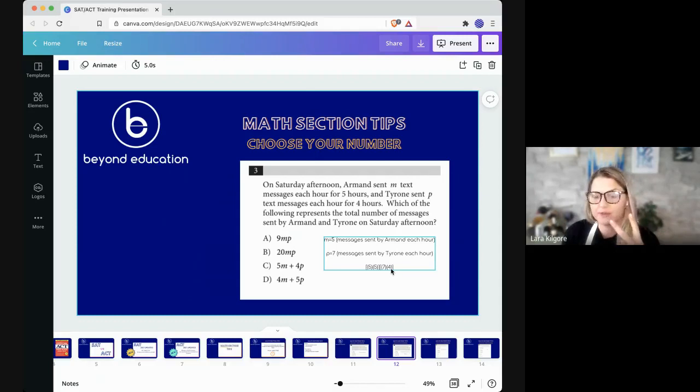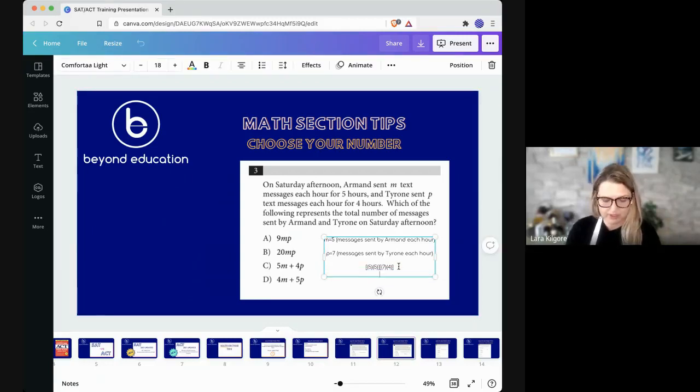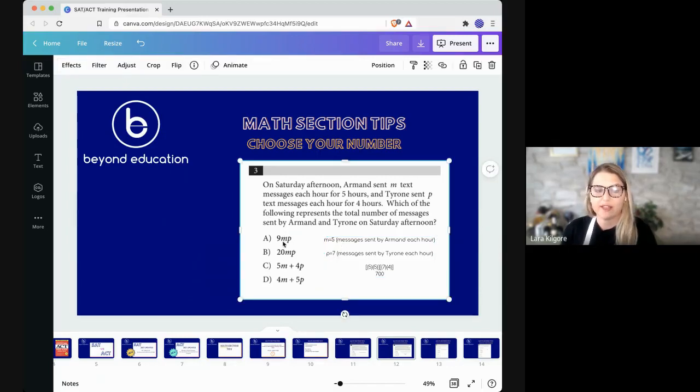2 ways you can do this. So if your student wants to calculate this number and say 700, then what you would tell them for, choose your number, is you would say, all right, if 700 is what you got when you set m equal to 5 and p equal to 7, you want to go and set m equal to 5 and p equal to 7 for each one of these answer options and see which one will give you 700.